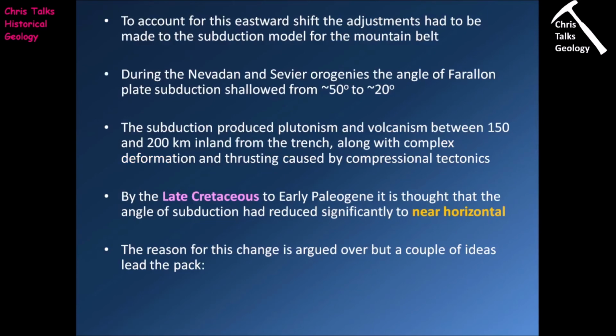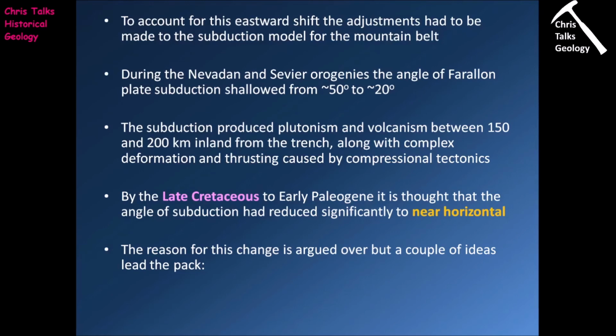So to account for this eastward shift, we have to make adjustments to the subduction model for the mountain belt. During the Nevadian and the Sevier Orogenies, the angle of subduction of the Farallon plate is somewhere between about 50 and 20 degrees. So we know subduction initially started off being quite steep during the Nevadian Orogeny, and then as we move from the Nevadian into the Sevier Orogenies, we begin to see the angle of subduction shallowing.